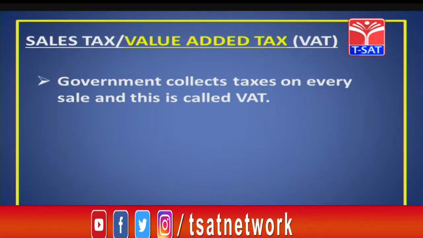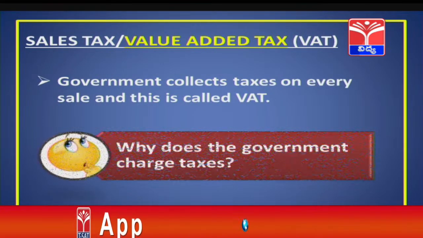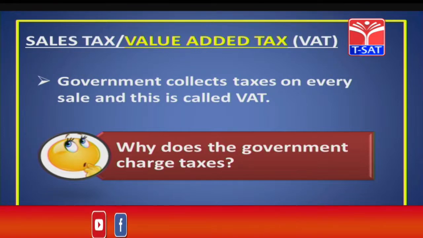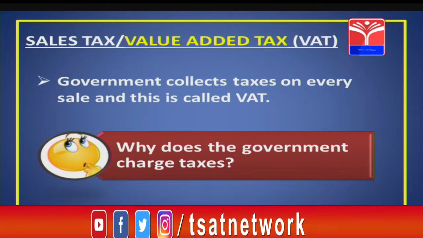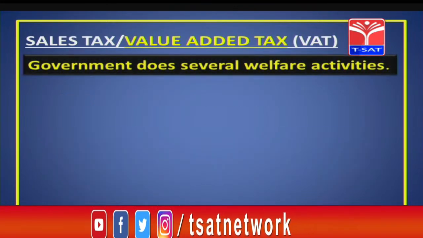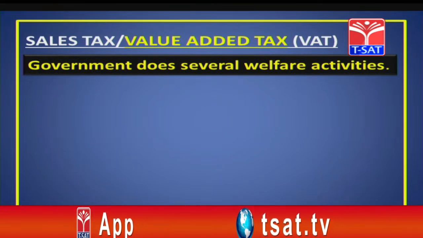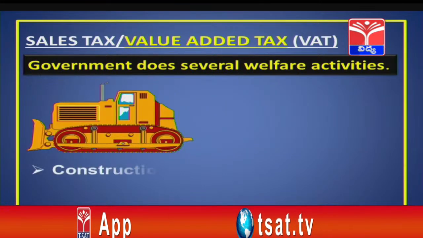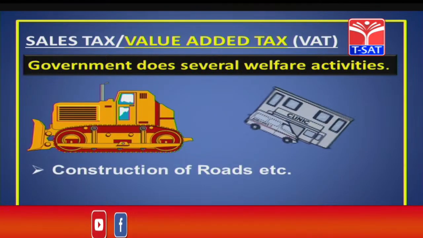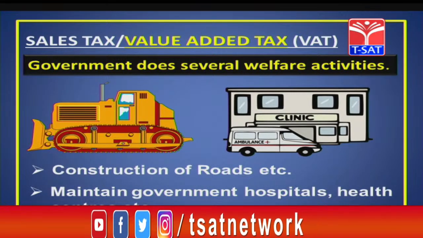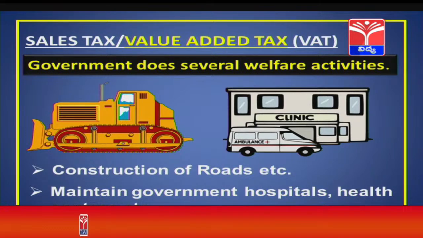Government collects taxes on every sale and this is called VAT. But children, why does the government charge taxes on us? Did you ever think about it? Why do we need to pay taxes? Yes, let us see. Government does several welfare activities. You might have seen in news or even in newspaper, right? That is laying the roads. Not only that, construction of hospitals, maintaining them. So, all these are welfare activities done by the government.